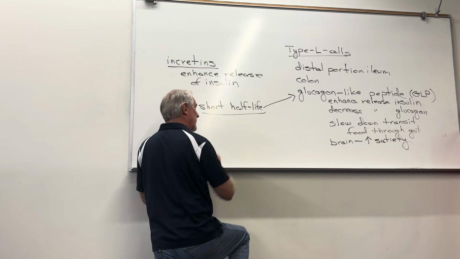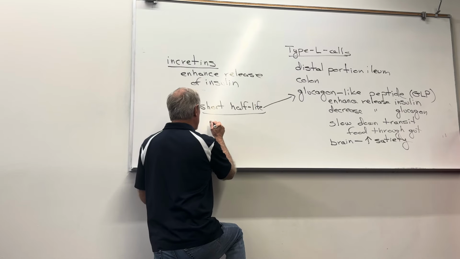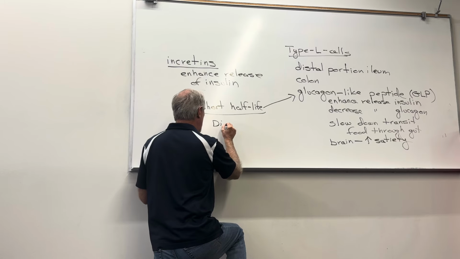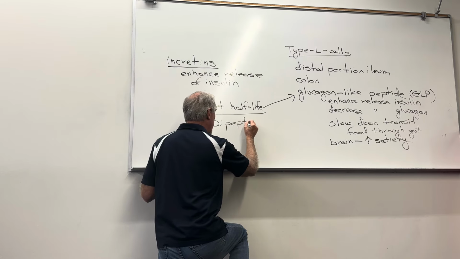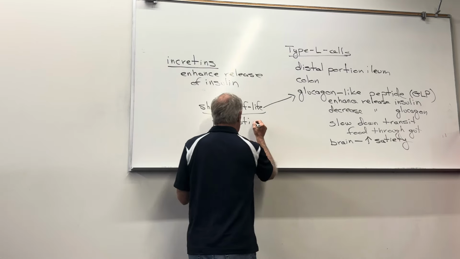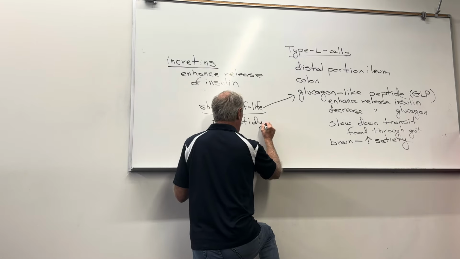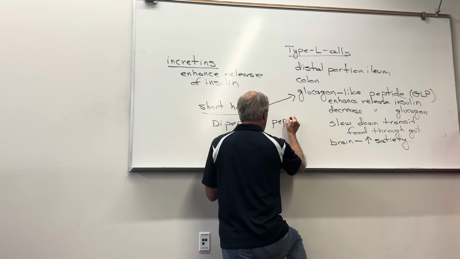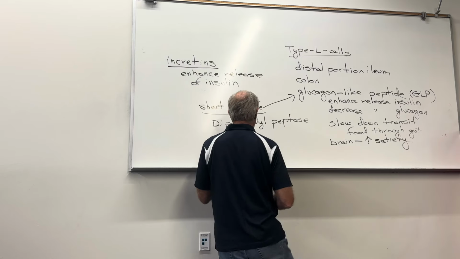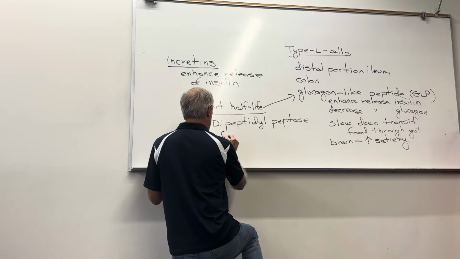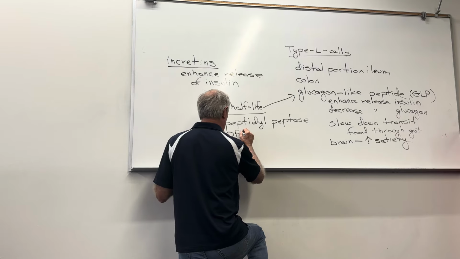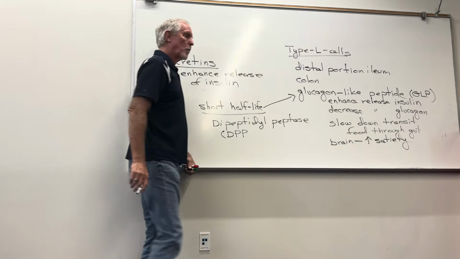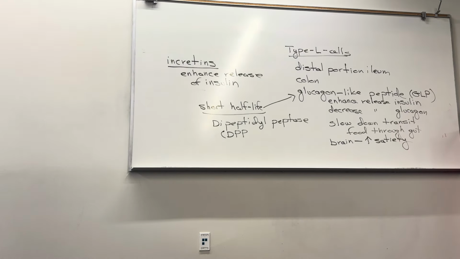And this enzyme in the gut that breaks down GLP is known as dipeptidyl peptidase. And this is abbreviated as DPP. And there are different forms of DPP, so-called isoforms. And the one in the gut is known as DPP4.